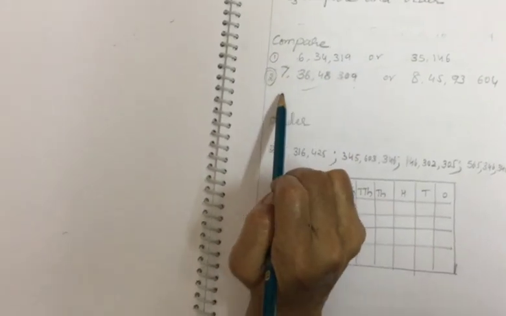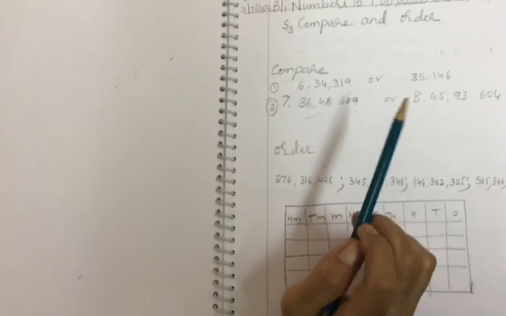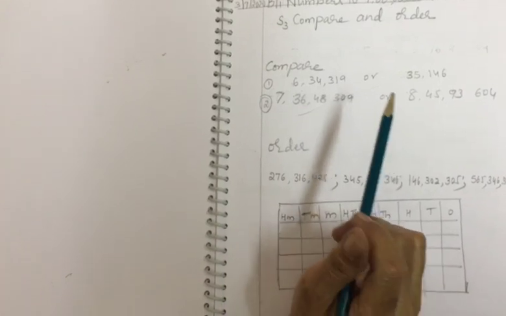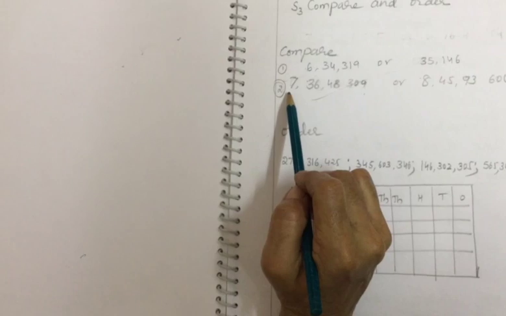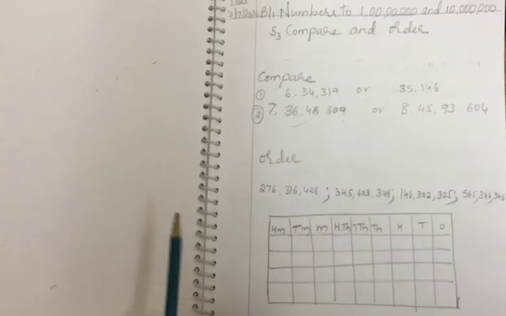For the second example, if you have numbers with the same number of digits, which is the bigger number? How will you compare, children? We start comparing the numbers from the highest place value, from left to right.